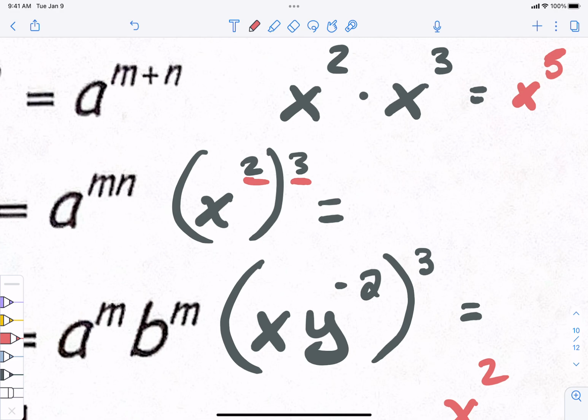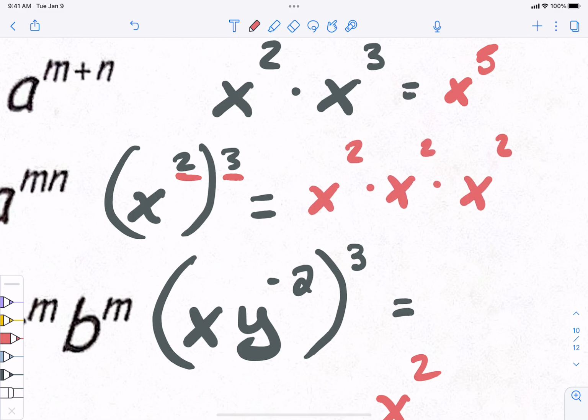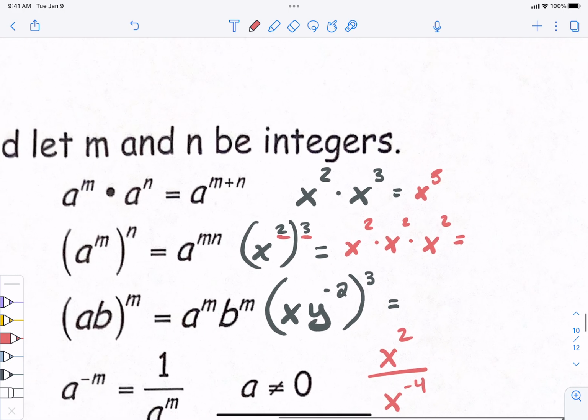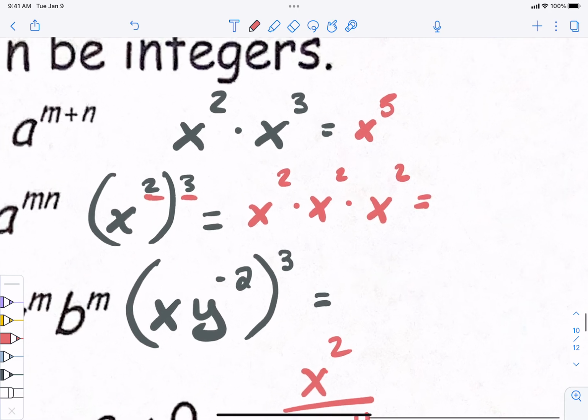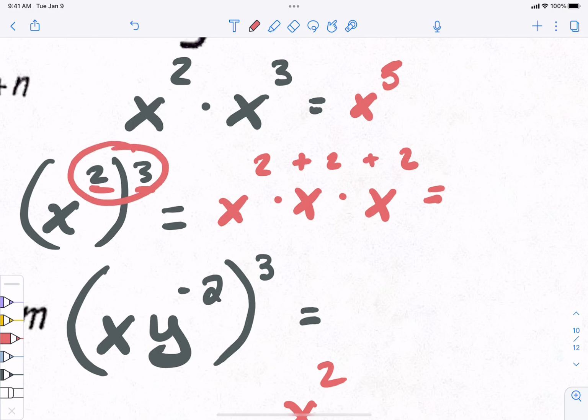X to the 6th. Do you know why it's x to the 6th? What does it mean to cube something? Times itself 3 times. We're going through the rules on the side, so I'm giving you examples. So x squared to the 3rd power means x squared, x squared, x squared. And we add those exponents, or we could have just multiplied those to start with. So x to the 6th power, okay?